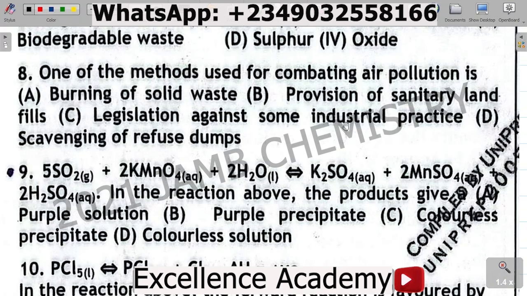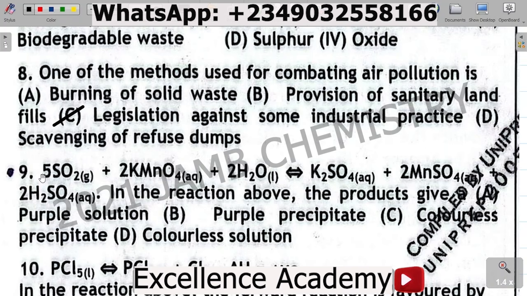Look at the D part. D says scavenging of refuse dumps. If you scavenge refuse dumps, what happens is that you help to spread out the dumps, causing air pollution. So the correct answer here for question 8 would be C. All right. Laws should be passed against practices that cause air pollution. So the correct answer here is C, which is legislation against some industrial practice that could cause air pollution. That's it. Next up, question number 9.